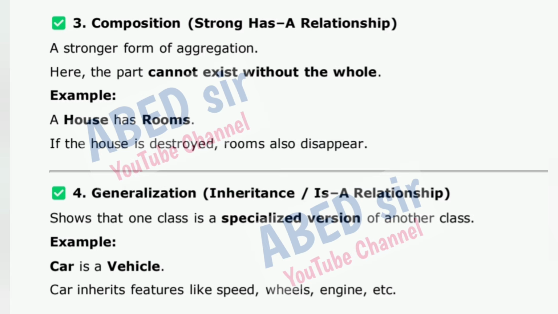4. Generalization. Inheritance is-a relationship. Shows that one class is a specialized version of another class. Example. Car is a vehicle. Car inherits features like speed, wheels, engine, etc.